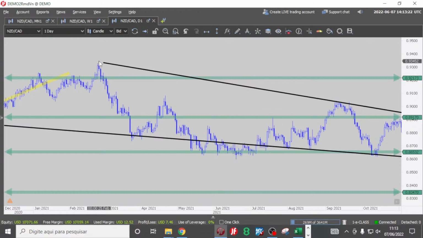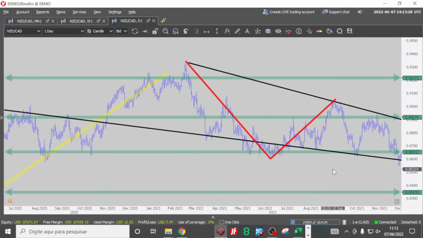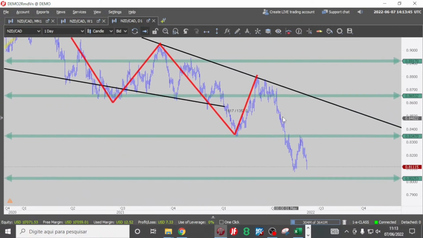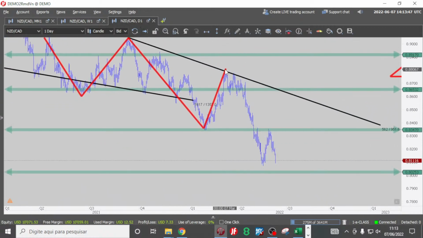So daily chart, extension, retracement, extension, retracement, lower low, extension, retracement. Is this a lower low? No, it's not. Is this a lower low? Yes, it is. Did the market stop? No, it didn't. So extension, retracement. Now this is the market wave on NZD daily chart.